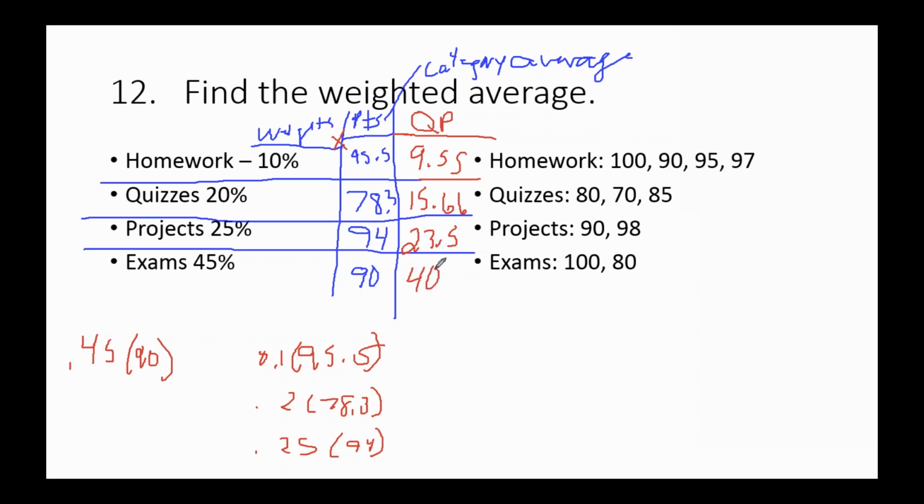40.5. So you can see the higher a category is weighted, in this case the exams are 45%, you're going to get more points, which should make sense logically.